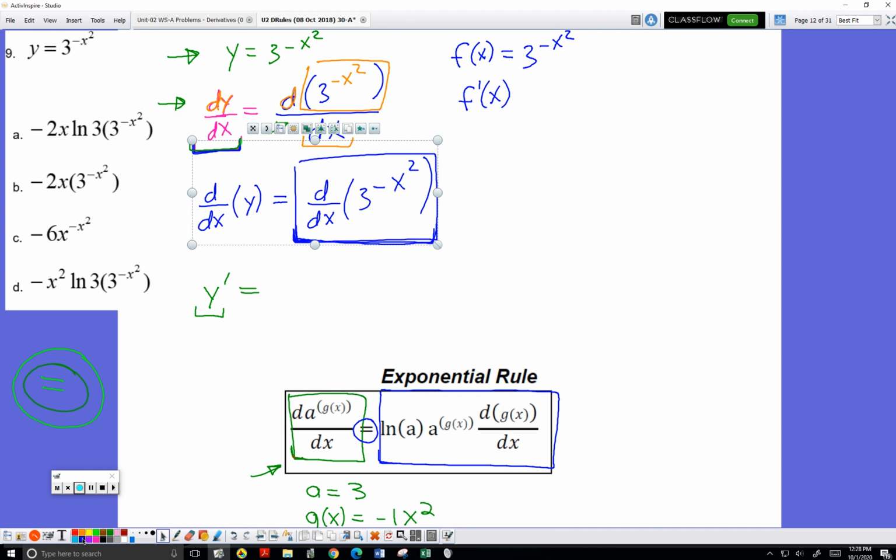Anybody else? So now all you do is write down the blue box. You say y prime must equal natural log 3. Again, for purposes of our class, it's not crucial to know why the rule is what it is. I use a lot of parentheses. I don't want to get mixed up as to what's multiplying and what's not. Raised to the negative x squared, d over dx of negative 1 x squared.